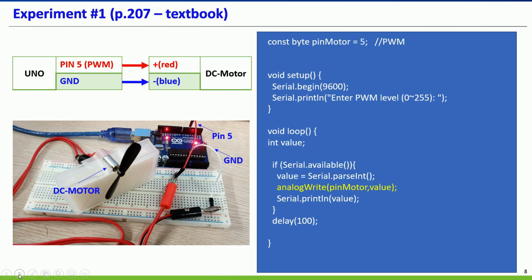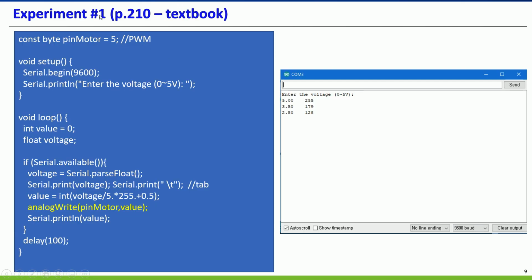Okay, this one is for experiment 1, also still for page 210 in your textbooks. In this case, we are changing the input voltage, just changing the input voltage from 0 to 5. In this case, you have another variable, we call it voltage, and the data type is float.